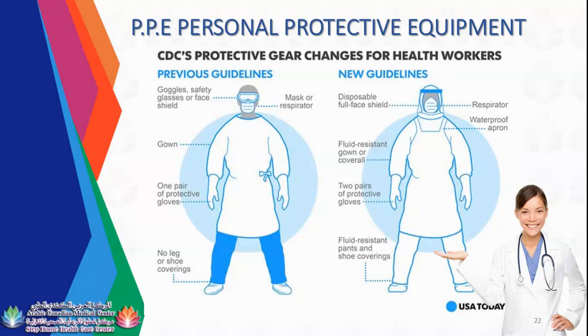When before, you are just wearing gown, now you need to wear gown plus waterproof apron. If before, you are wearing one pair of gloves, which is your utility gloves, now you need to wear two pairs of gloves, protective gloves. If you are not recommended to wear shoe covering, now you need to wear a shoe covering plus a fluid resistant pants. Actually, it's a plastic pants.